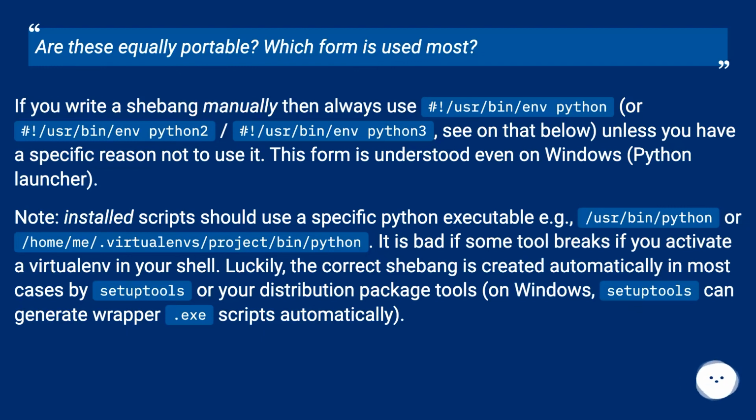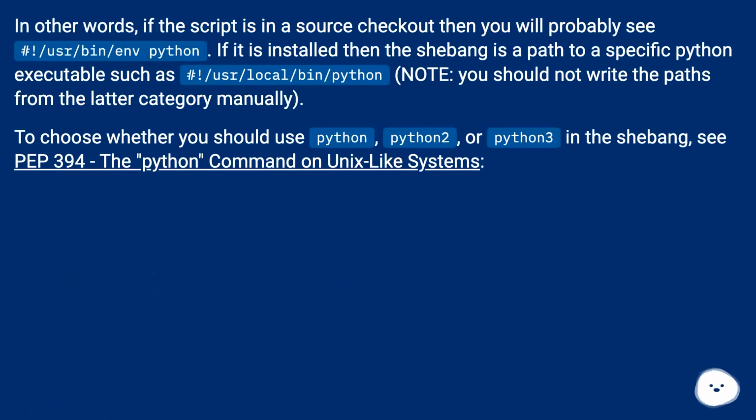Note, installed scripts should use a specific Python executable, for example, /usr/bin/python or /home/me/.virtualenv/project/bin/python. It is bad if some tool breaks when you activate a virtualenv in your shell. Luckily, the correct shebang is created automatically in most cases by setuptools or your distribution package tools. On Windows, setuptools can generate wrapper .exe scripts automatically. In other words, if the script is in a source checkout, then you will probably see /usr/bin/env python. If it is installed, then the shebang is a path to a specific Python executable. Note, you should not write the paths from the latter category manually.